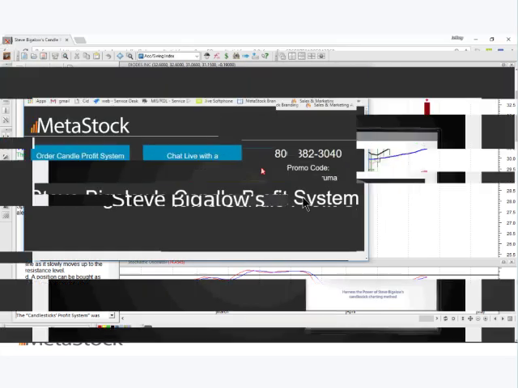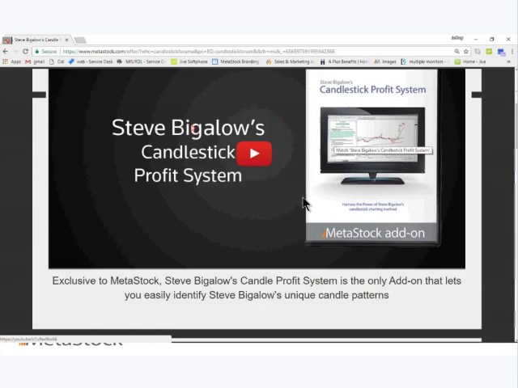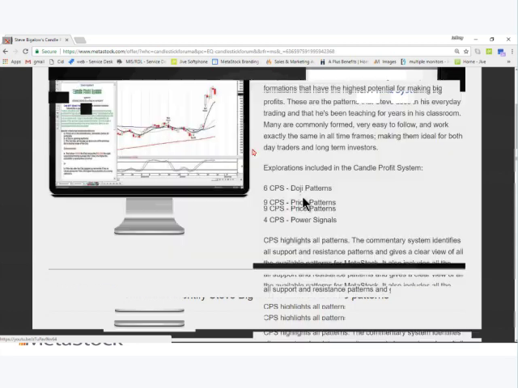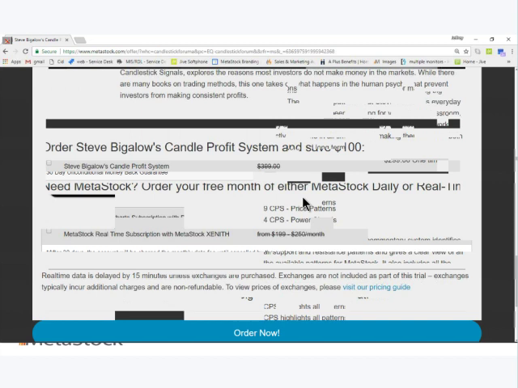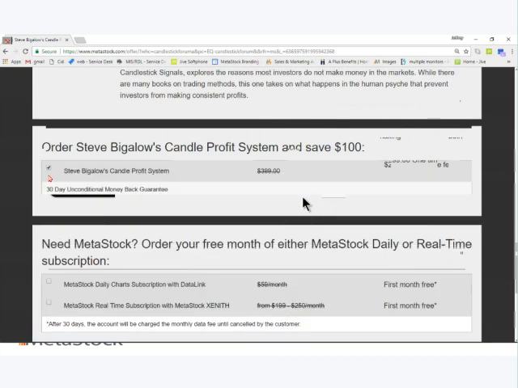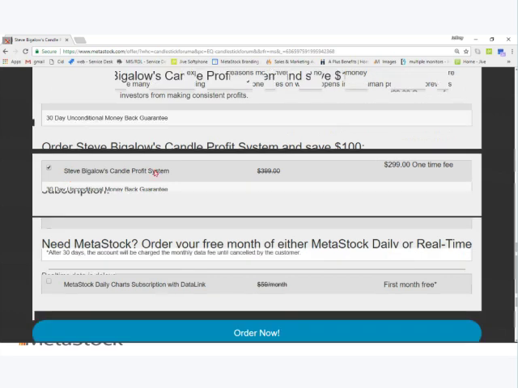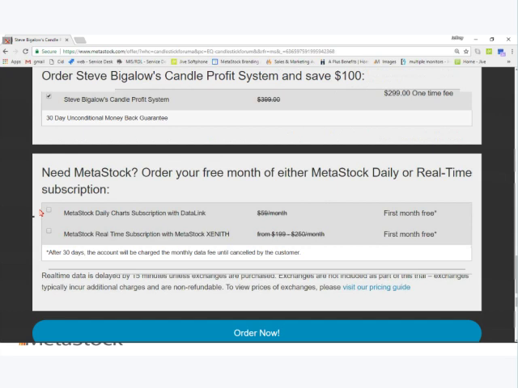In that video, I think I recorded that, but I will actually just talk a little bit about the program. If you come down to the bottom of the page, if you have MetaStock already, you can just check mark right here and put in your order for the Steve Bigelow candle process system. If you need a copy of MetaStock, you can order a 3-month. You just click either here for the DC version of MetaStock. DC stands for daily charts, so it updates once a day after the market closes. And that one would be $59 per month with the data.